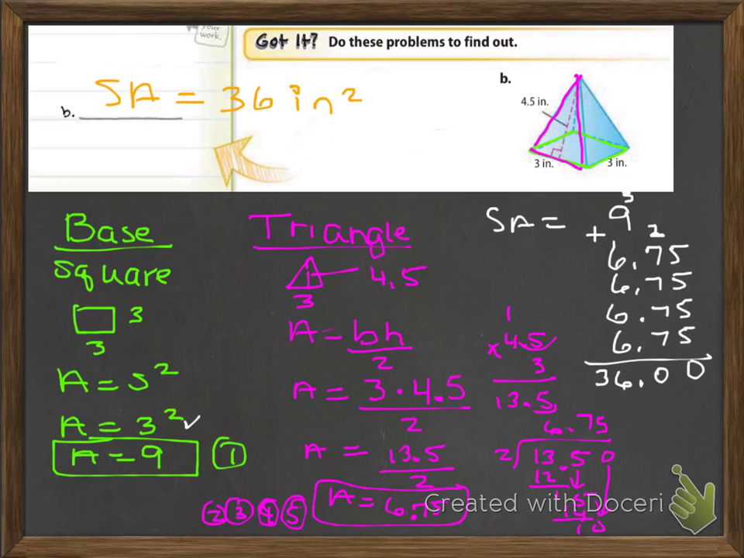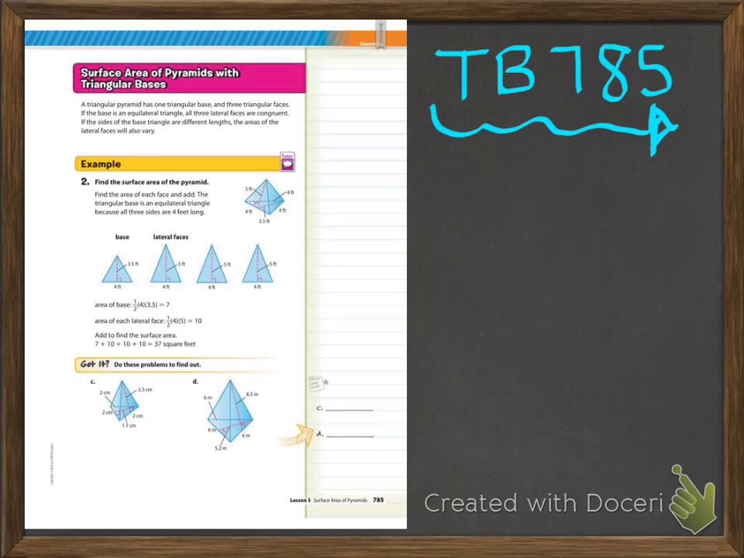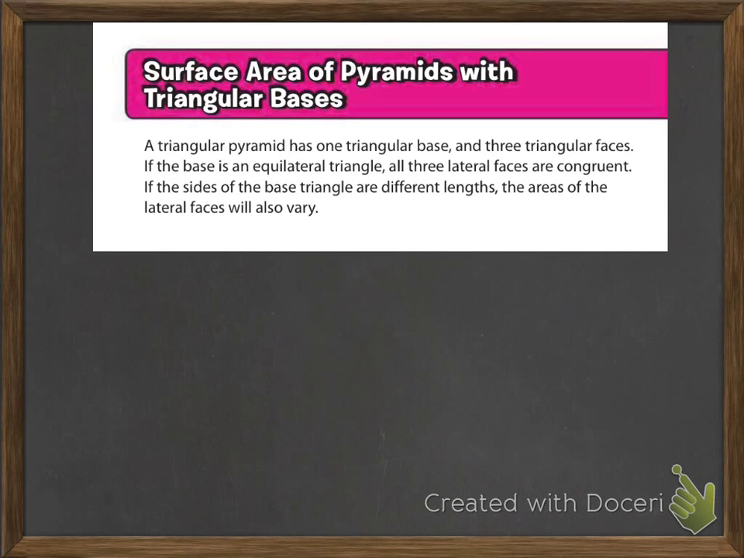All right, so now you should be looking at textbook page 785. On textbook page 785, you'll see the surface area of pyramids with triangular bases. A triangular pyramid has one triangular base and 3 triangular faces. So I'm going to go ahead and put a box around the one triangular base and 3 triangular faces. And that makes sense that a triangular pyramid would have 3 triangular faces because, since the triangle is its base, a triangle only has 3 sides. So that's why it would have 3 faces as opposed to 4 when you have a square or a rectangular base.